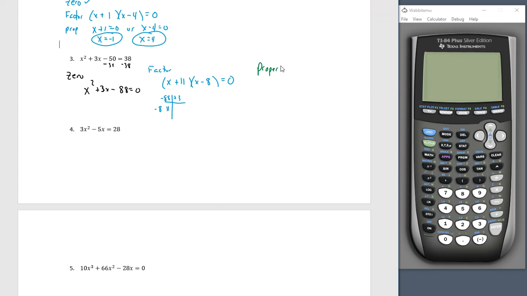Now let's use the property that says either x plus 11 is 0 or x minus 8 equals 0. If we subtract 11 from both sides, we'll get x equals negative 11. And if we add 8 to both sides, we'll get x equals 8.